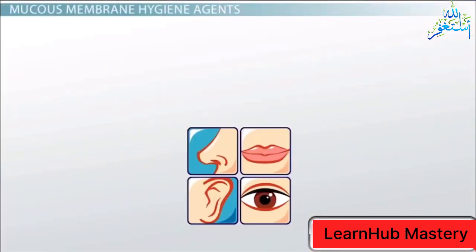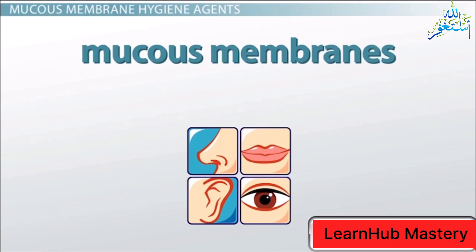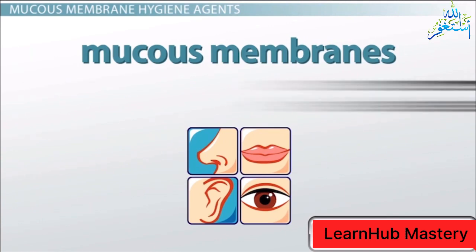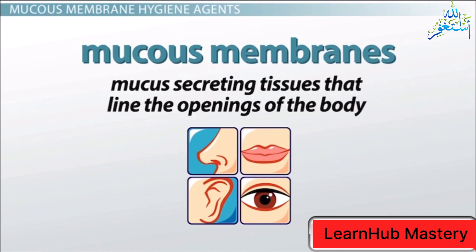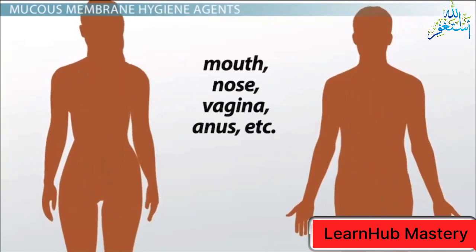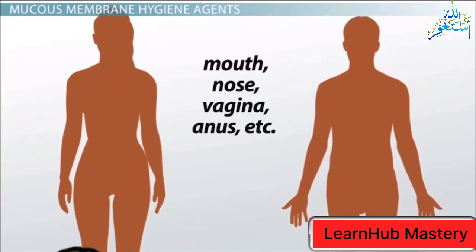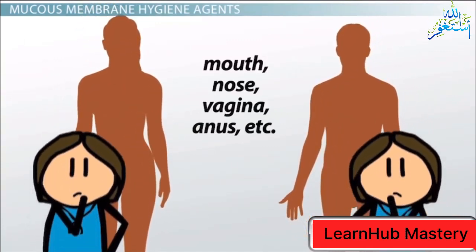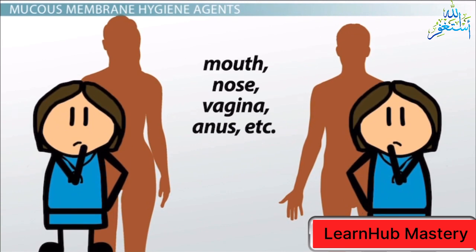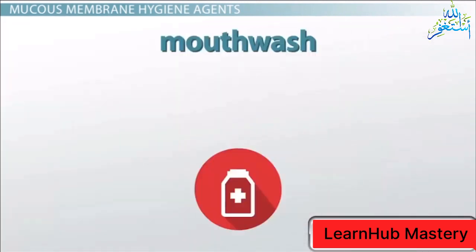So let's switch gears and discuss the agents that we use on the mucous membranes. Do you need a refresher on what the mucous membranes are? Let me help you. These are the mucus secreting tissues that line the openings of the body. We are talking about the mouth, nose, vagina, anus, etc. Now that we're all on the same page, let's get those mucous membranes clean.